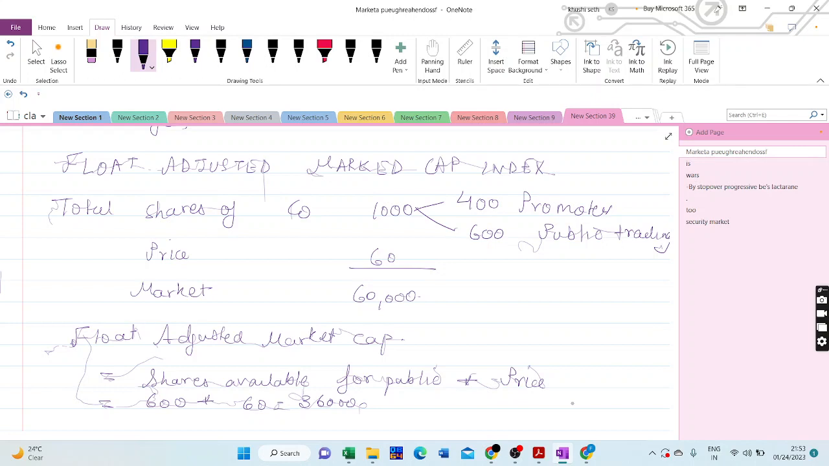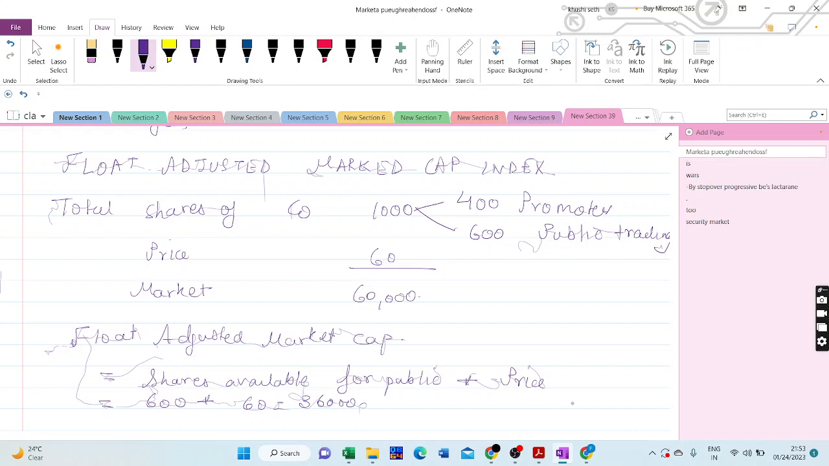So basically, the float adjusted market capitalization excludes the value of 400 shares held by the promoter or the controlling entity. Please note this down. Float adjusted market capitalization excludes the value of 400 shares held by promoter slash controlling entity, because promoters are usually unlikely to sell their shares.